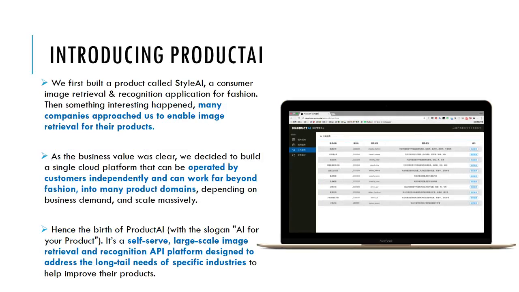So how we came up with a solution, and this is what I'll be introducing as the application, is what we call Product AI. And it's actually more of a platform. Let me tell you a little bit about the story to motivate what Product AI is all about. At the beginning of the company, we first built a consumer product called Style AI that works on image retrieval and recognition. It's an application for fashion.